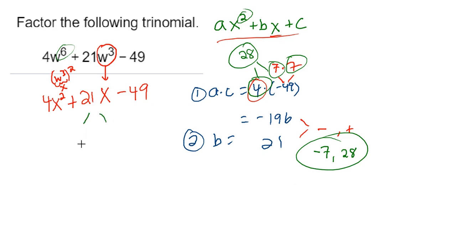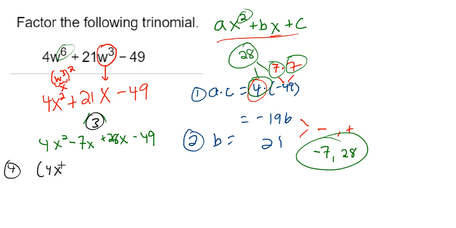We're going to rewrite the middle term using those two numbers. So I'll rewrite it as negative 7x plus 28x. The first and the last term stay the same, so I just copy those down. And then we do factor by grouping. So this is step 3. Step 4 is factor by grouping.